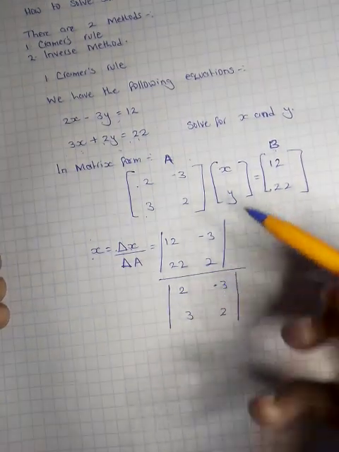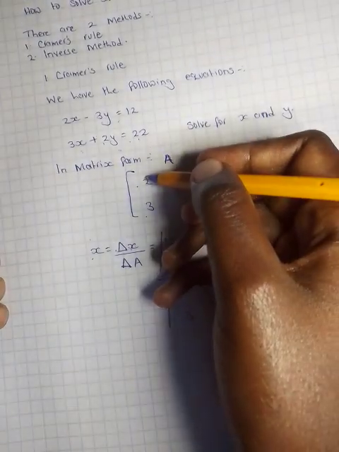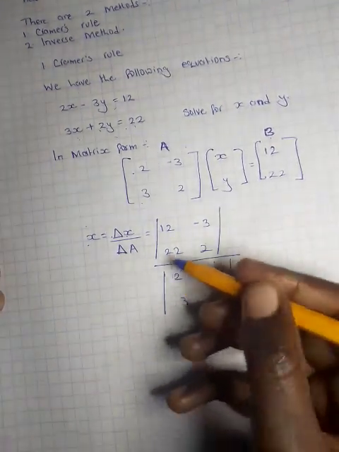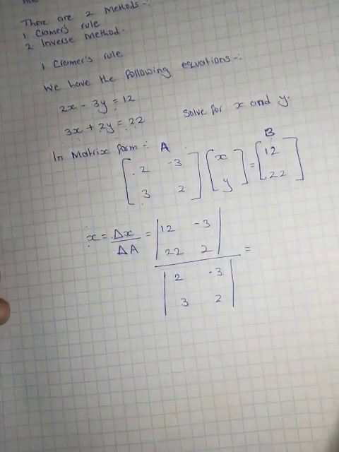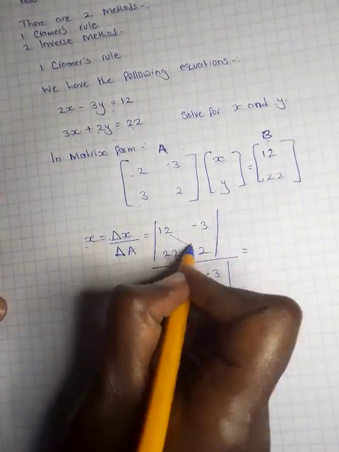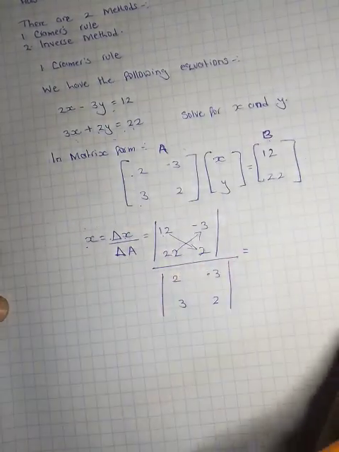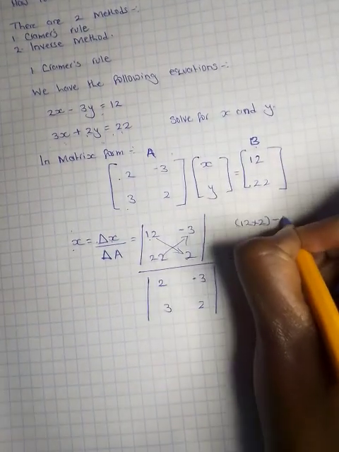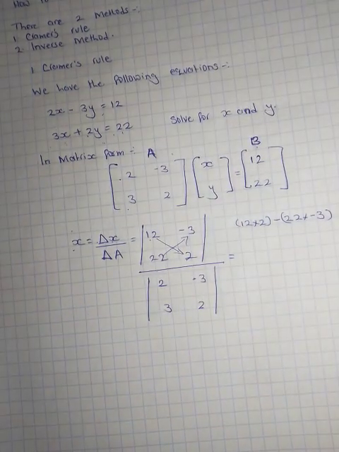How do you get delta a? Delta a is the determinant of matrix A, right here. We've just named it so that it becomes easier. So you write the matrix as it is, and then you look for the determinant. So how do you look for the determinant? Remember, you multiply these elements: 12 times 2 minus 22 times negative 3. That is how you get the determinant.